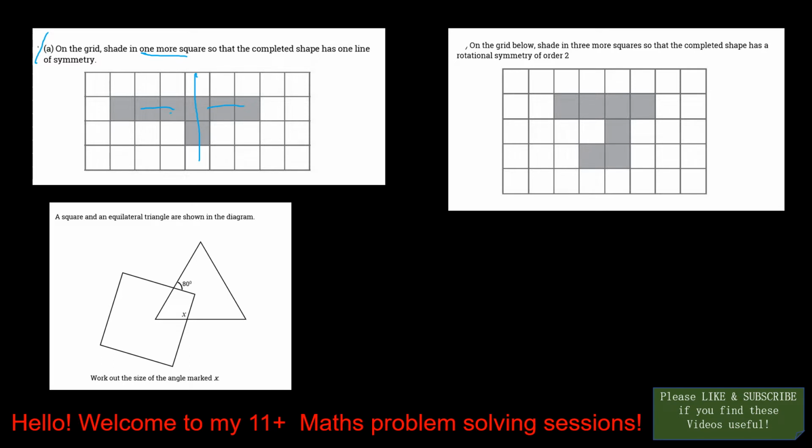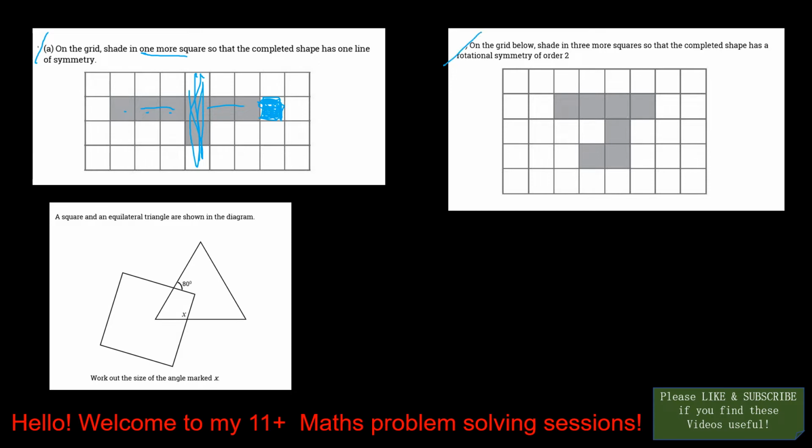Here there are 1, 2, 3 squares to the left. To the right of it there are 2. So I need to shade one more square. So I've shaded this square, and then around this line you have a symmetry. The completed shape will have one line of symmetry. So that answers this question.